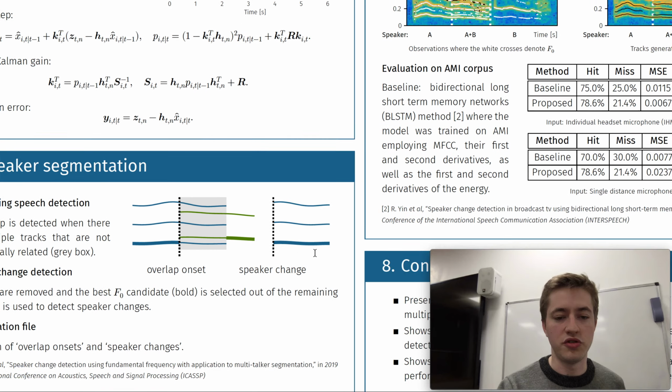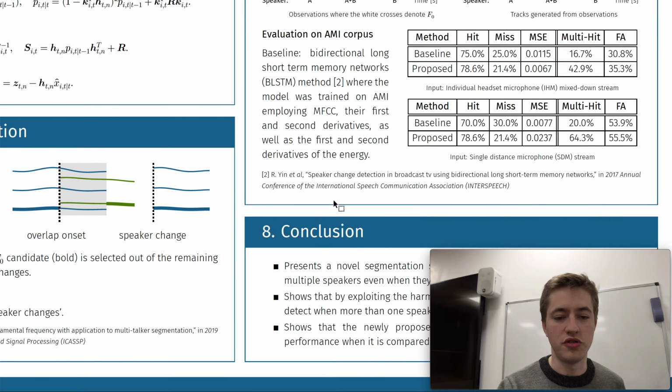And then we finally compare that with a machine learning based method, which you can see here from the IEEE corpus, which was presented at Interspeech, which basically uses MFCCs, their first and second derivatives, and energy and its first and second derivatives to work out when speaker changes happen. Now, I should explain what a hit and a multi-hit is.